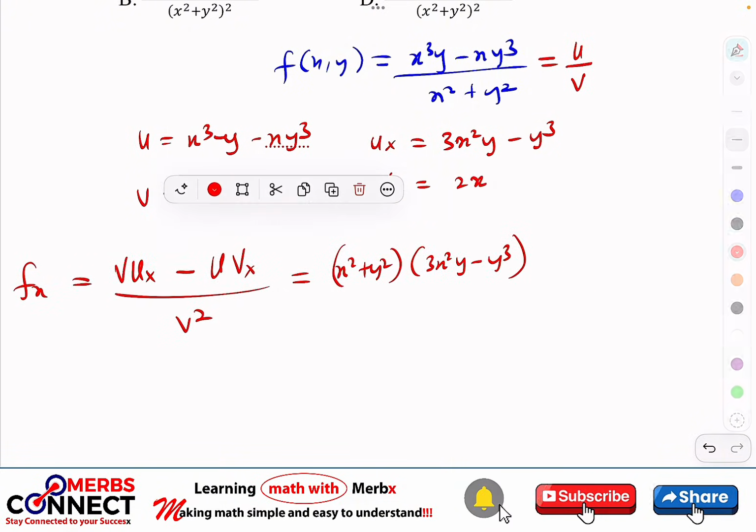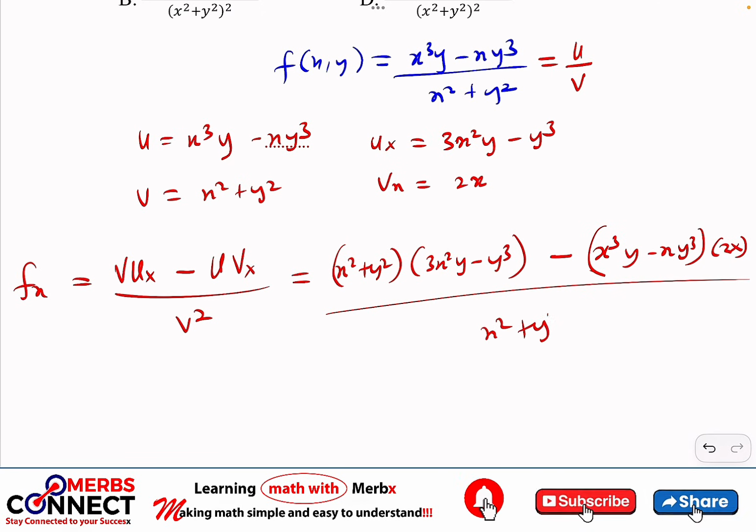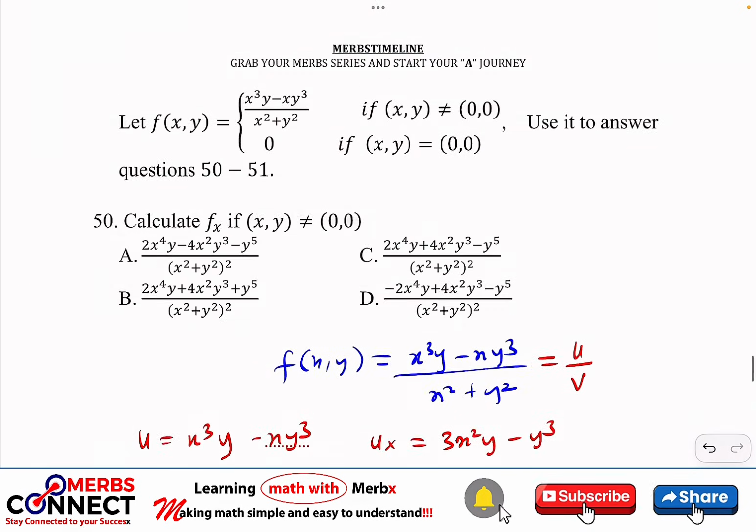Then we are going to have minus what again? u times vx, so 2x times (x cubed minus y), oh no, times y. This is just y. Minus x y cubed times 2x, divided by x squared plus y squared. Now let's look at our answer before we simplify.